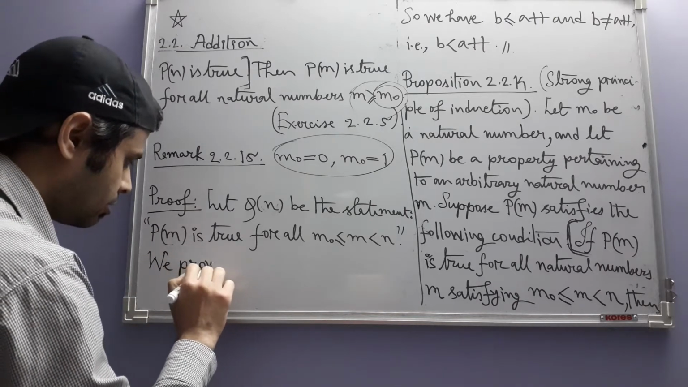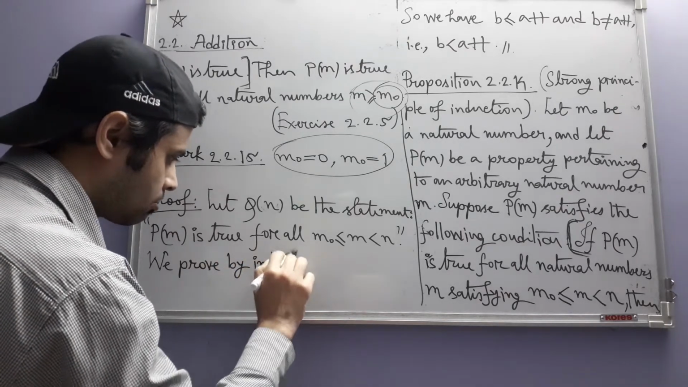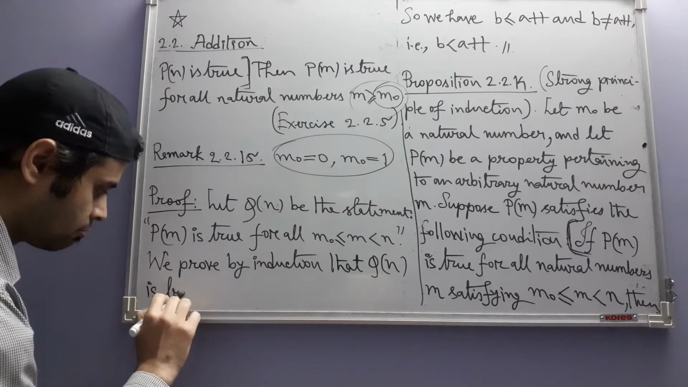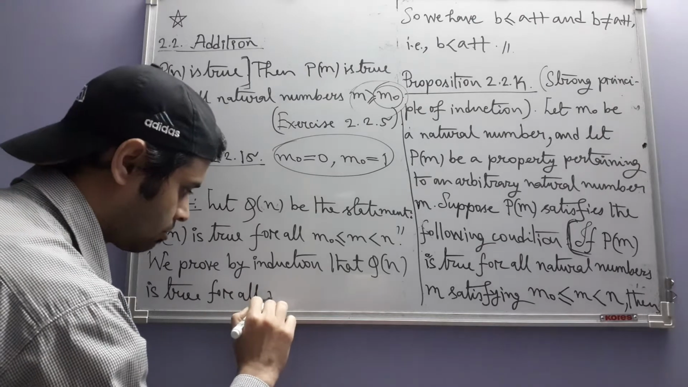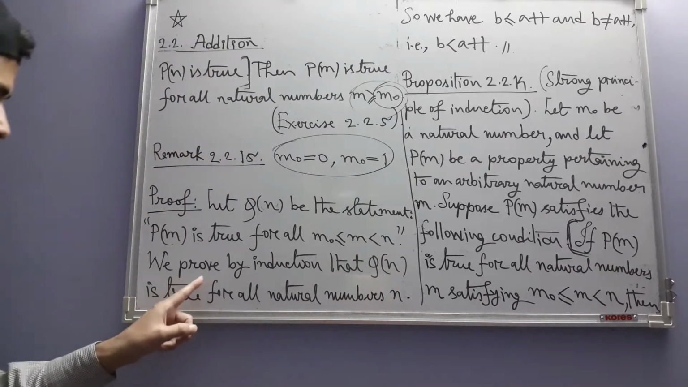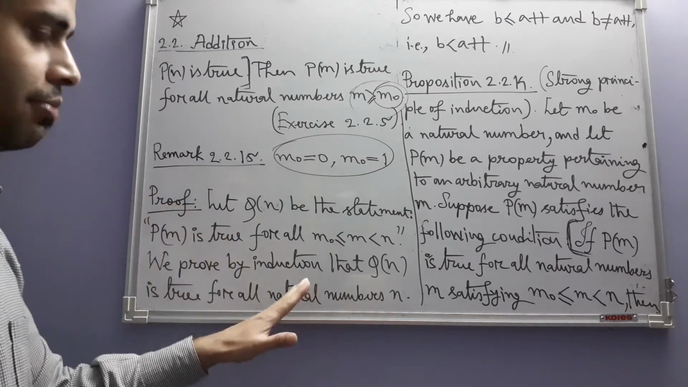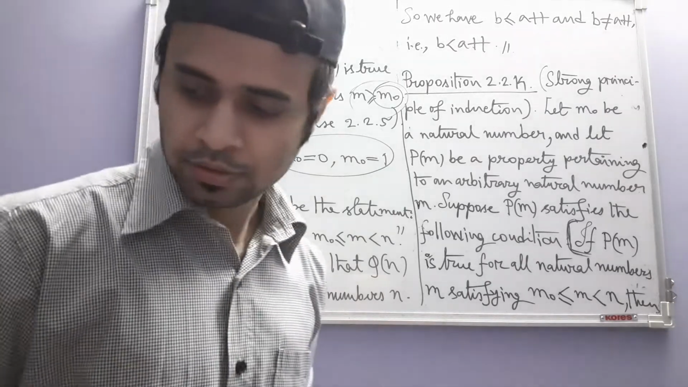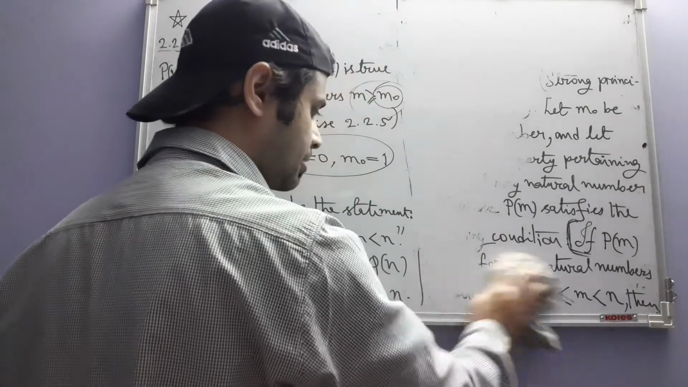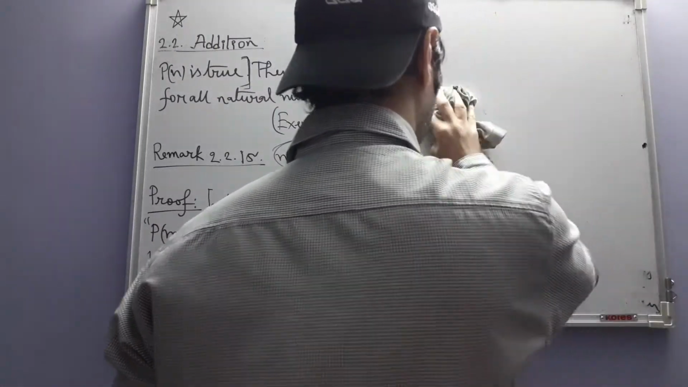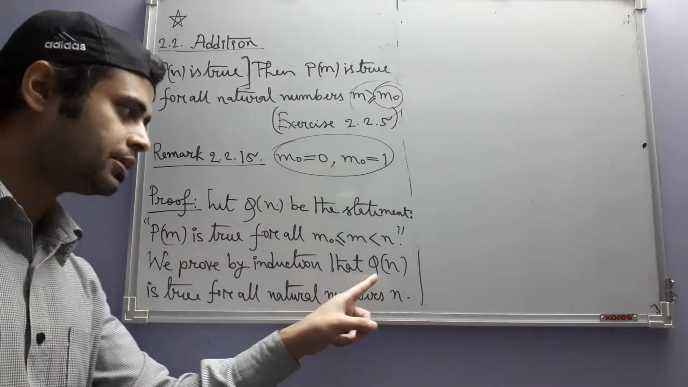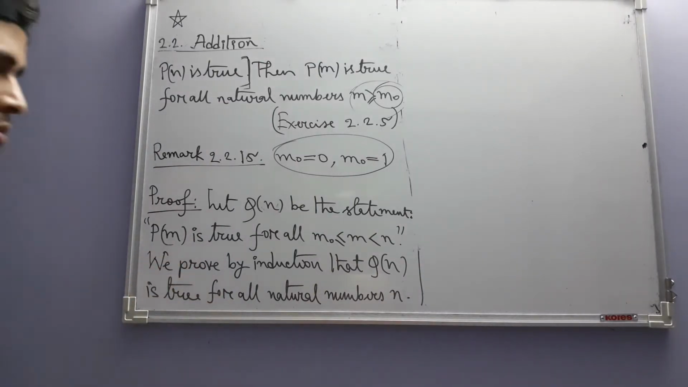We prove by induction that Qn is true for all natural numbers n. Okay, the use of by induction here means that I will use our ordinary fifth induction axiom, because that's what I have. I don't have this strong induction or any other induction yet. In fact, that's what I'm proving. Okay, so now we will realize why I am proving Qn and how this will help me. Let us just first go through the proof.